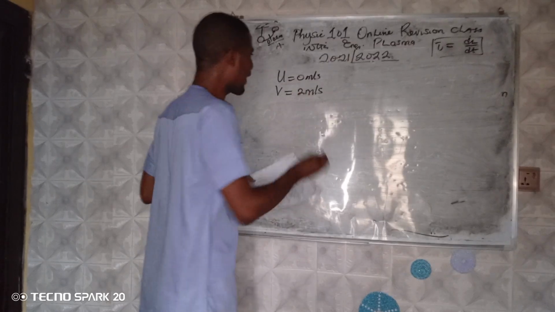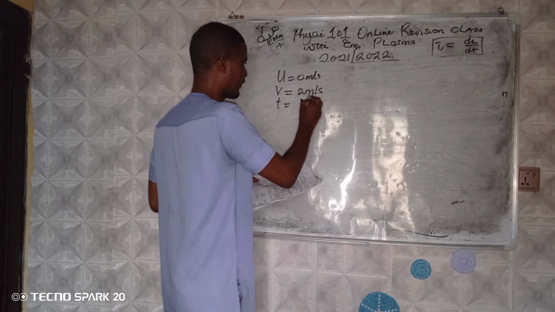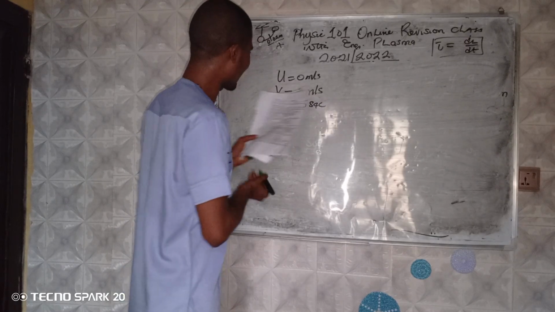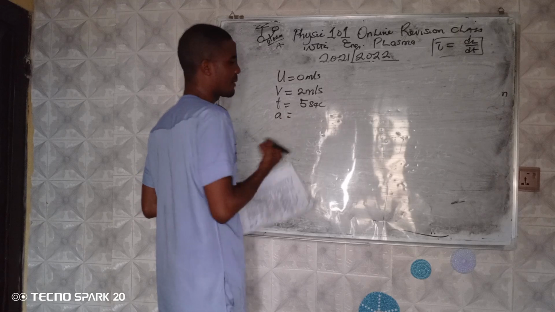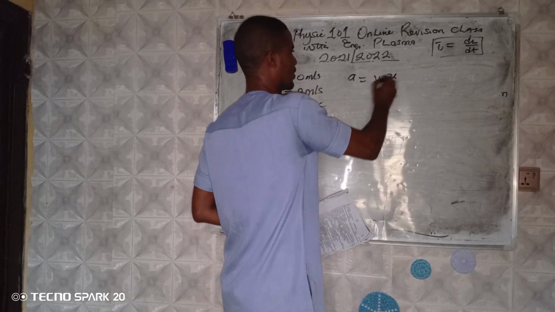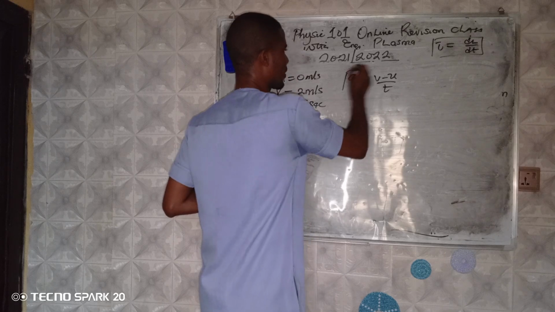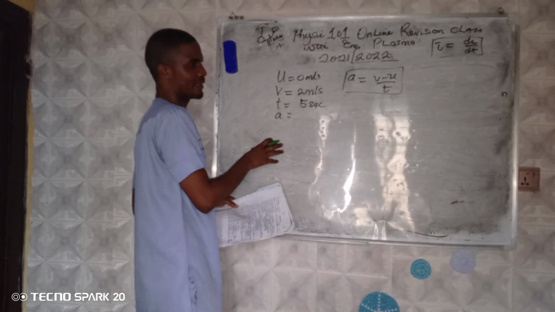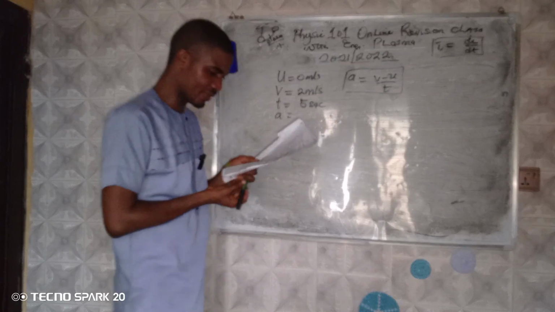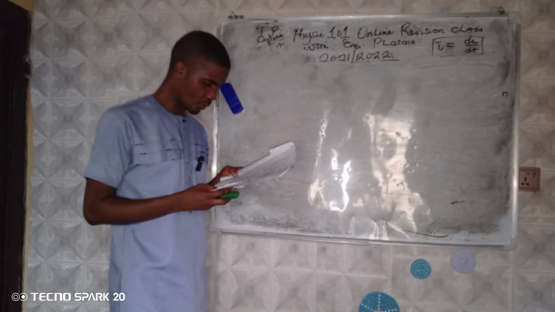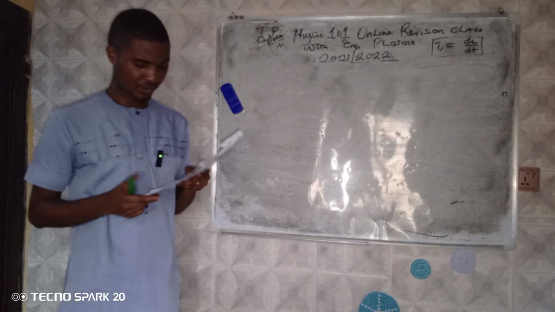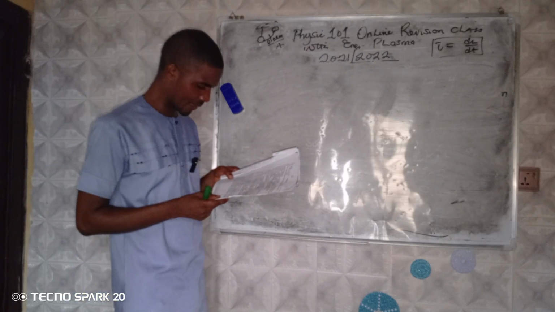Then in 5 seconds, they're giving me t, 5 seconds. Then I should compute for the acceleration. You remember that in uniformly accelerating motion, we have that a is equals to v minus u over t. This question has all these parameters. So if you put everything here, you are going to get the value of a. Then is question number 17. Question number 17 has been treated in part 1. So go to part 1 and see what I said about it.